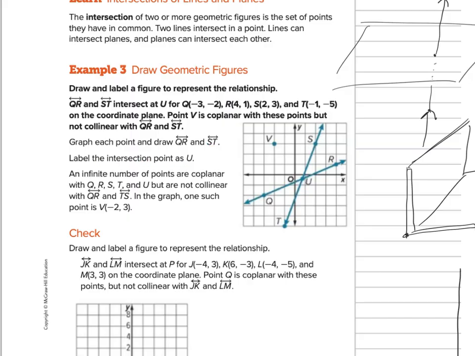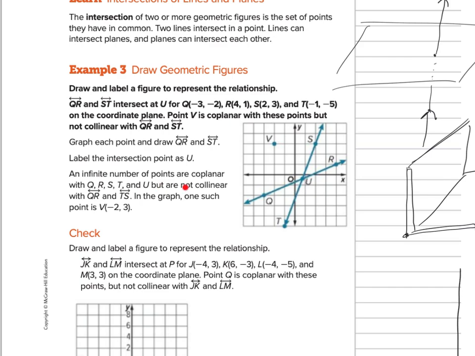Label the intersection, done. And then an infinite number of points are coplanar with Q, R, S, T. Infinite number of points are coplanar because right here, the coordinate plane goes forever and ever in all directions. So there is an infinite number of points that can be identified on the coordinate plane.